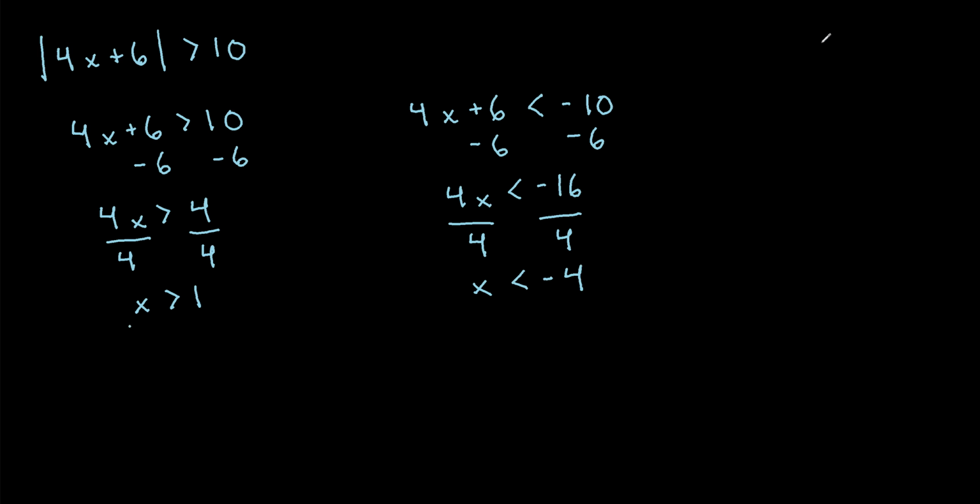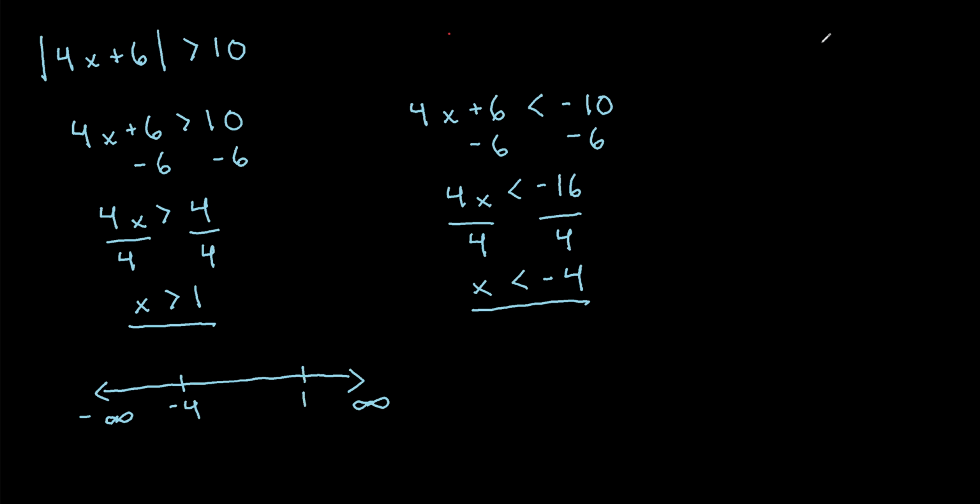So for all values greater than 1 for x, or for all values less than negative 4 for x, this expression will be true. So if we want to express that result on a number line, we could do this. We could draw a number line where this side extends towards positive infinity and this side extends towards negative infinity. And we can mark our points of negative 4 and 1.